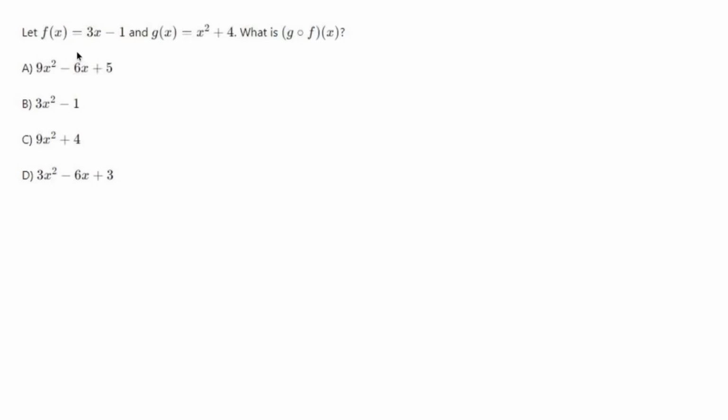Let f of x equals 3x minus 1 and g of x equals x squared plus 4. What is g of f of x? Well, we'll write this out as g of f of x. F of x is 3x minus 1. So I need to find out g of 3x minus 1. So I'm going to rewrite g, and I'm going to replace every x with 3x minus 1. So (3x minus 1) squared plus 4.